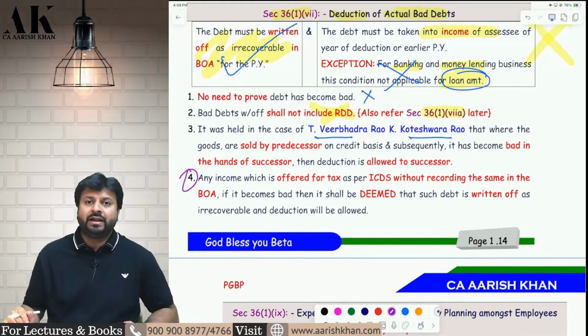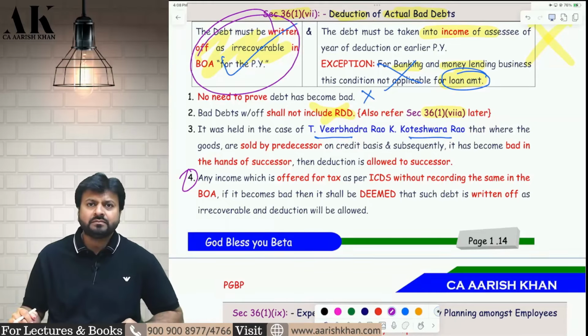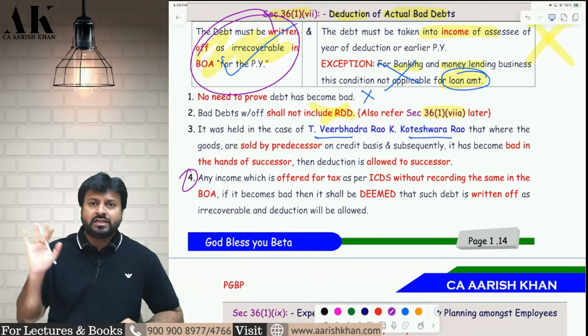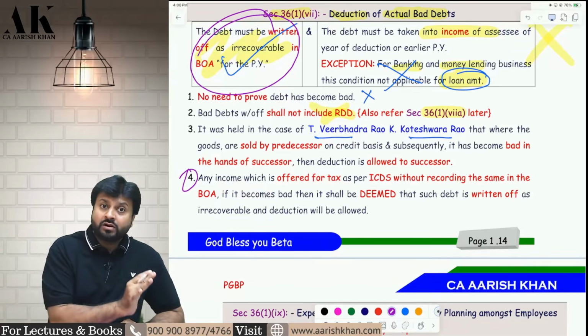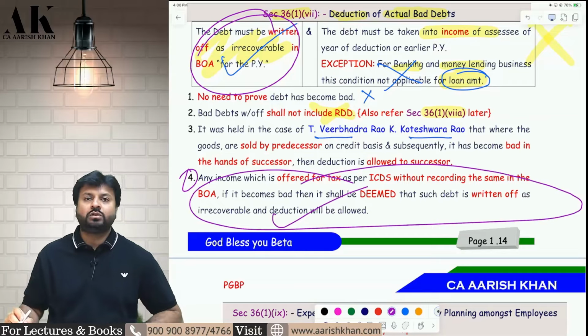Now suppose that has become bad. So the first condition is that I have to write off in the books. How will I write off that? How will I write off something which is not recorded in the books? So if such income is not recorded in the books, but it is already recorded in tax, and if that becomes bad later on, then it is deemed to be written off in the books of accounts and you will get the deduction. Don't worry about it. Okay. I hope it is clear to all of you.